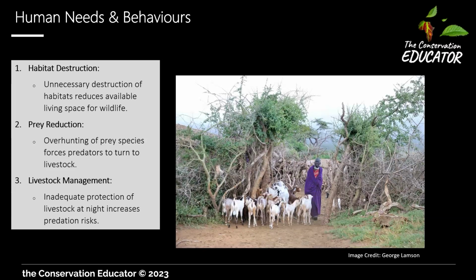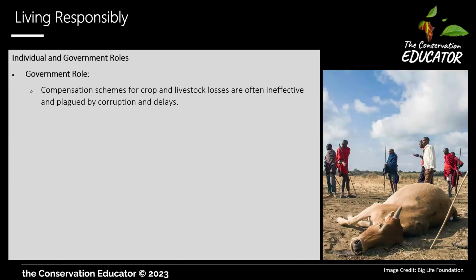Okay, so how do we then live responsibly? And I'm halfway through now, so keep with me. Well, we've got individual and government roles. And the government role, Toby spoke about compensation schemes. But sadly, these are actually often ineffective. They're plagued by corruption. And some of them I know people have been waiting 3-4 years to get their compensation.